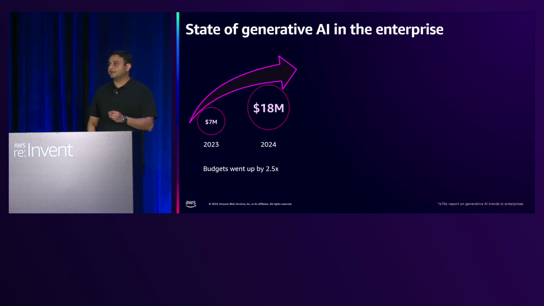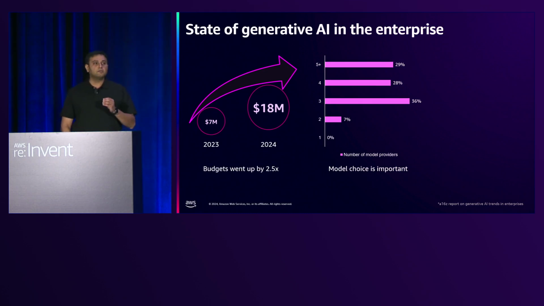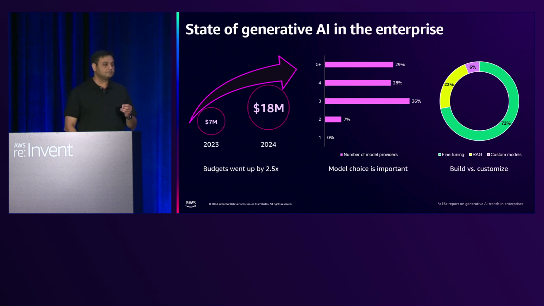Customers' spend on generative AI grew by 2.5x in less than a year, going from $7 million annually to $18 million. Customers are increasingly relying on multiple model providers for building generative AI applications. And lastly, with the advent of high-quality open-source foundation models, customers are now relying on pre-trained foundation models and customizing their behavior over building their own foundation models for these generative AI use cases. This is an important takeaway as we dive deeper into our presentation in the next 60 minutes.